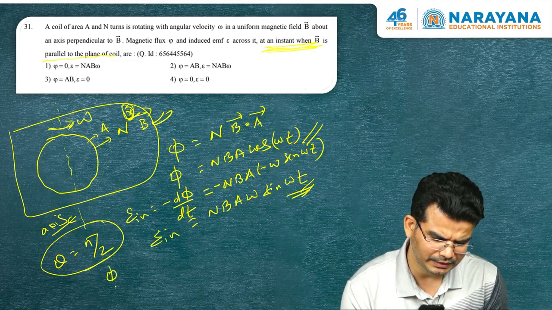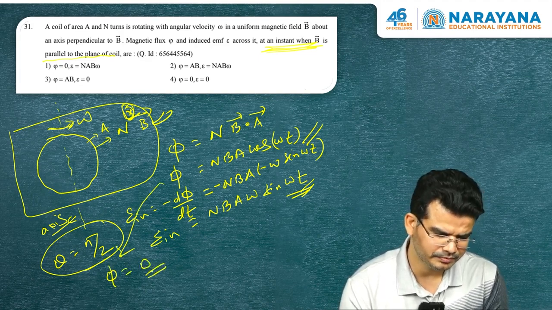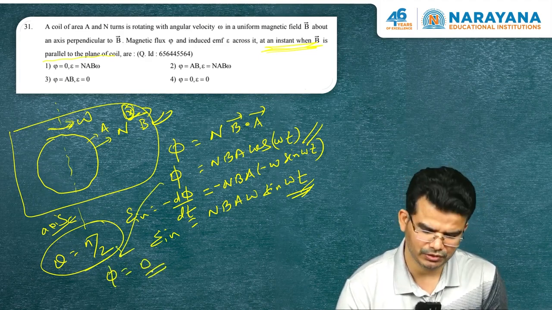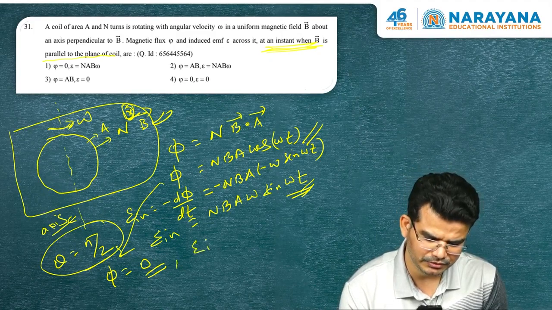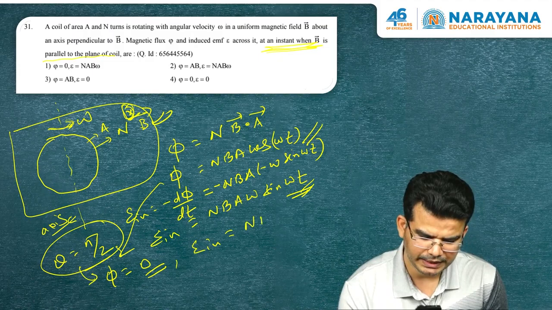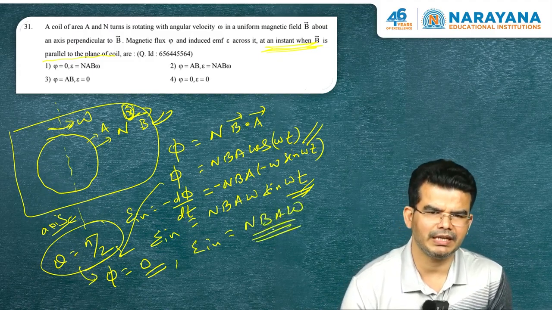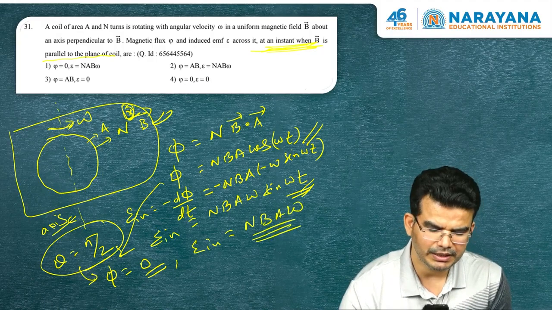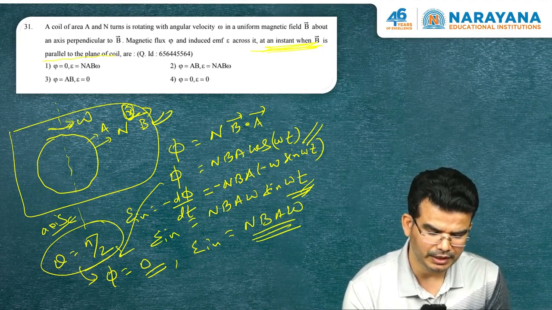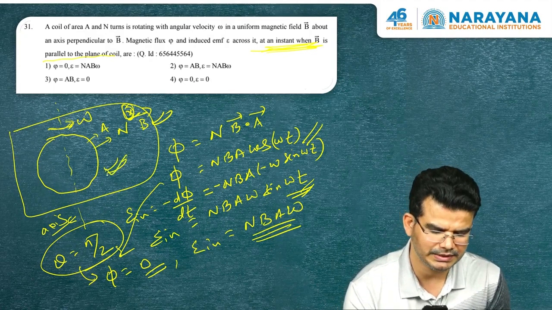So, how much flux are we getting? Put this. I think the flux will be 0. And what will be the induced EMF? The induced EMF for theta pi by 2 is equal to N B A omega. Very simple question. Again, underline this: when B is parallel to the plane of the coil. Right now B is perpendicular to the plane of the coil in this diagram, just check.